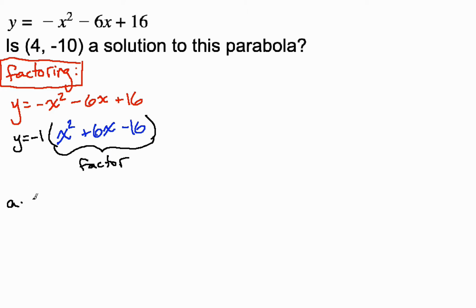I'm looking for two numbers that are going to multiply to negative 16, and they're going to add to positive 6. I can use multiplication to figure out that a should be equal to positive 8 and b is equal to negative 2. When I add those together, I get positive 6, and when I multiply them, I'm going to get negative 16.